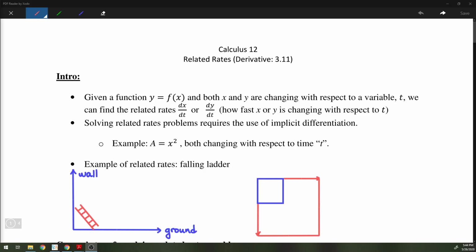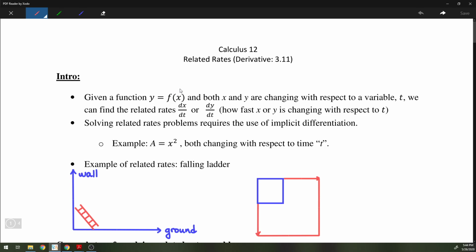Hello everyone. So today we're going to go over section 3.11, related rates. Suppose we're given a function y equals f of x, and both x and y are changing with respect to the variable t. Then we can find the related rates dx/dt or dy/dt, and that is how fast x or y are changing with respect to some variable t, usually time.